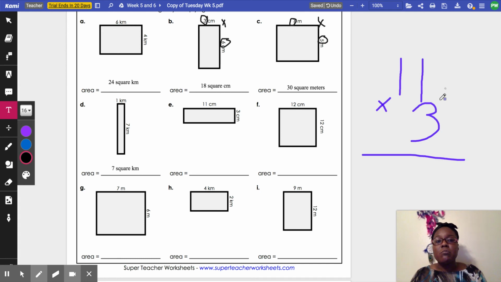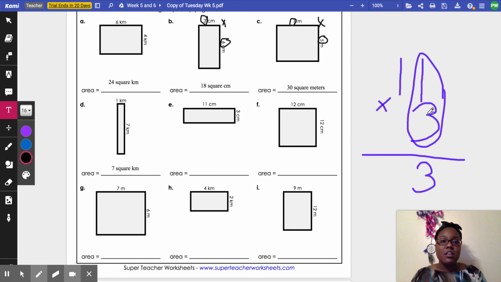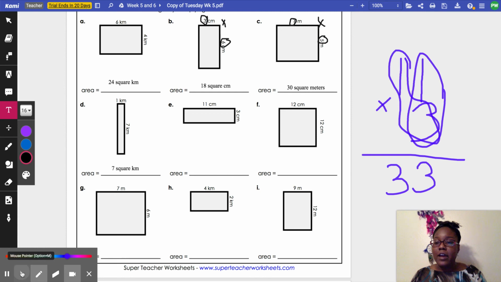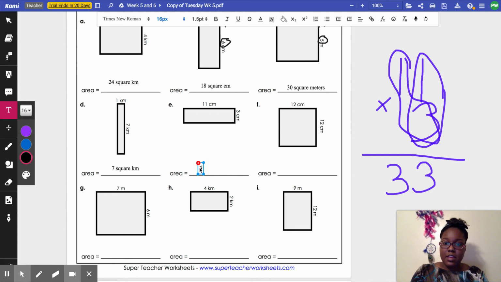So when we multiply 2 digits by 1 digit, we start in the ones place and we multiply 3 by 1. 3 times 1 is 3. Then we multiply this digit in the ones place by the digit in the tens place. So now we're doing 3 times 1, and that gives us 3. So this product is 33, and the area is going to be 33 square centimeters.